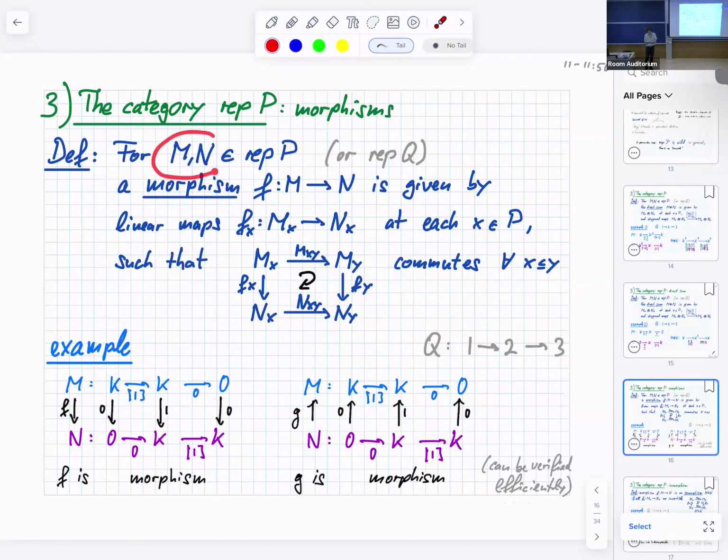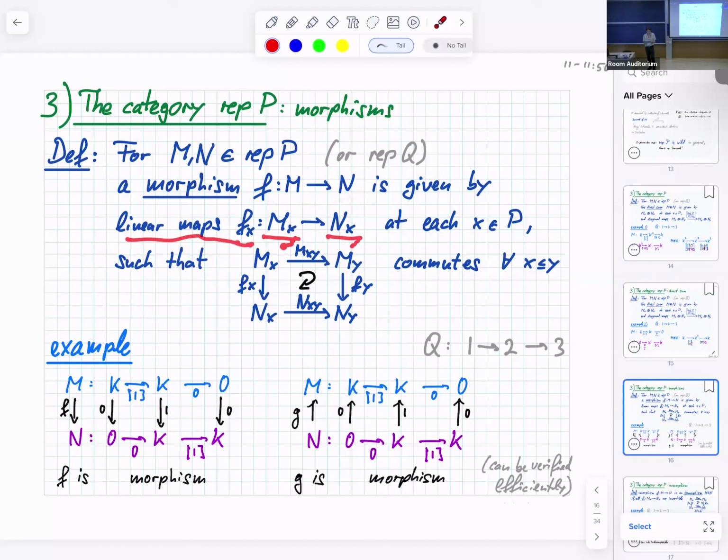So let's start with the definition. Given two representations, M and N, over the poset P or equivalently over a quiver Q, a morphism between these two representations, F from M to N, is given by the following data. First, at every point we have a vector space for M and a vector space for N. So a morphism is first given by linear maps between these two vector spaces: a family of linear maps F_x from M_x to N_x.